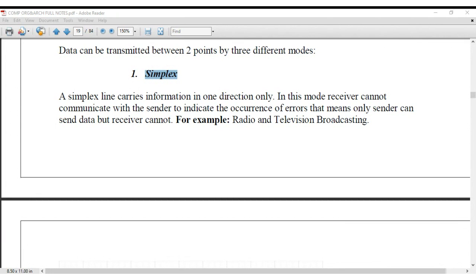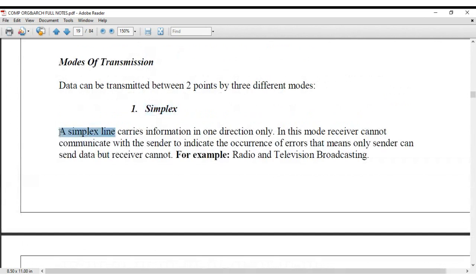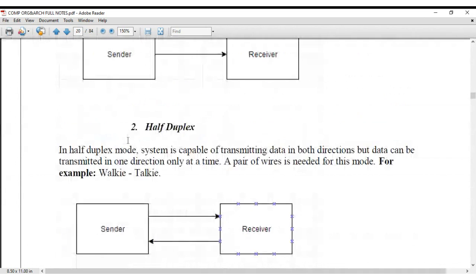Please forget about the walkie-talkies and such. That one we're going to discuss here. Half duplex. In a half duplex system, it is capable of transmitting in both directions, but data can be transmitted in one direction only at a time. So here now we have walkie-talkies.